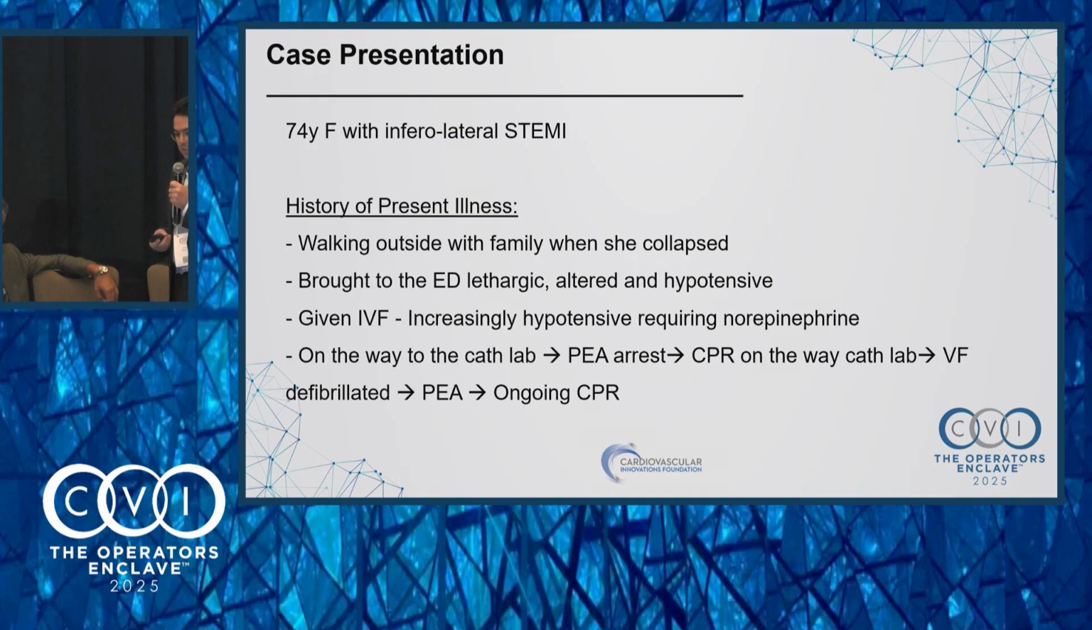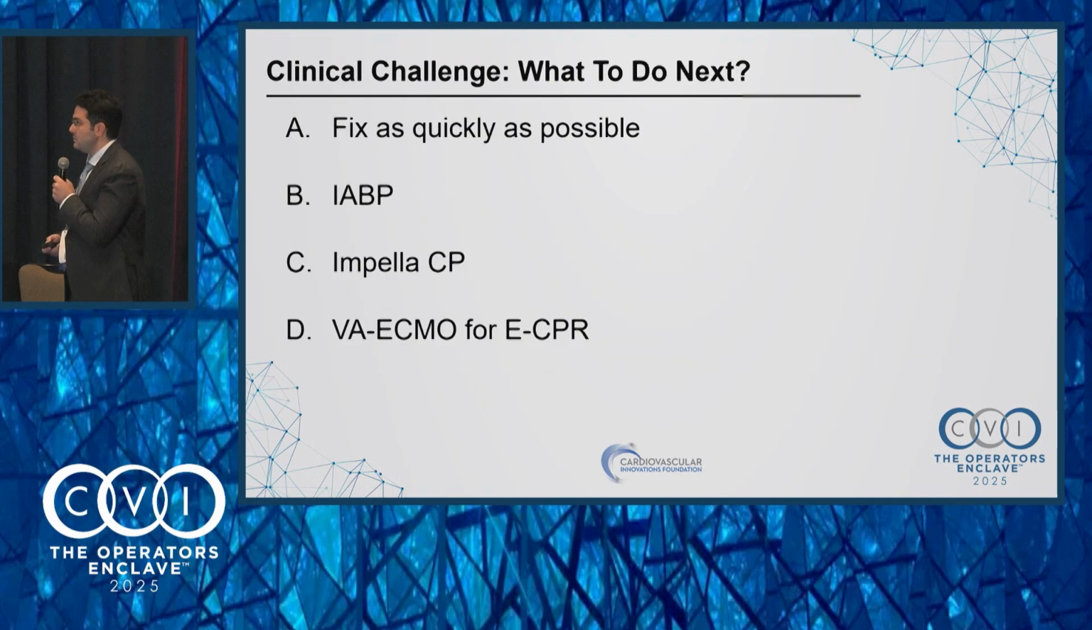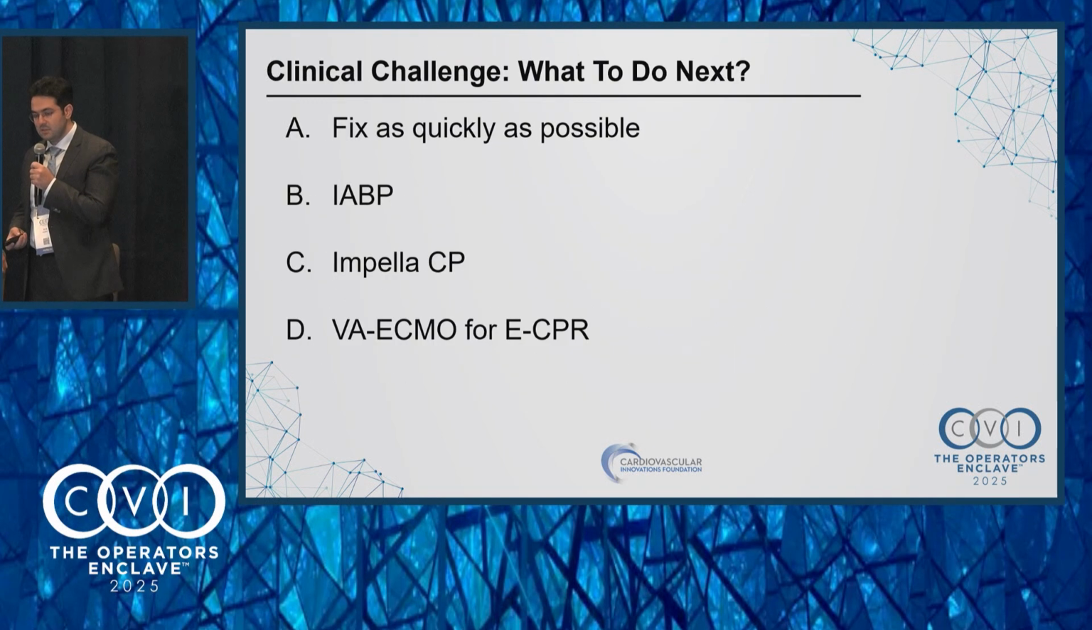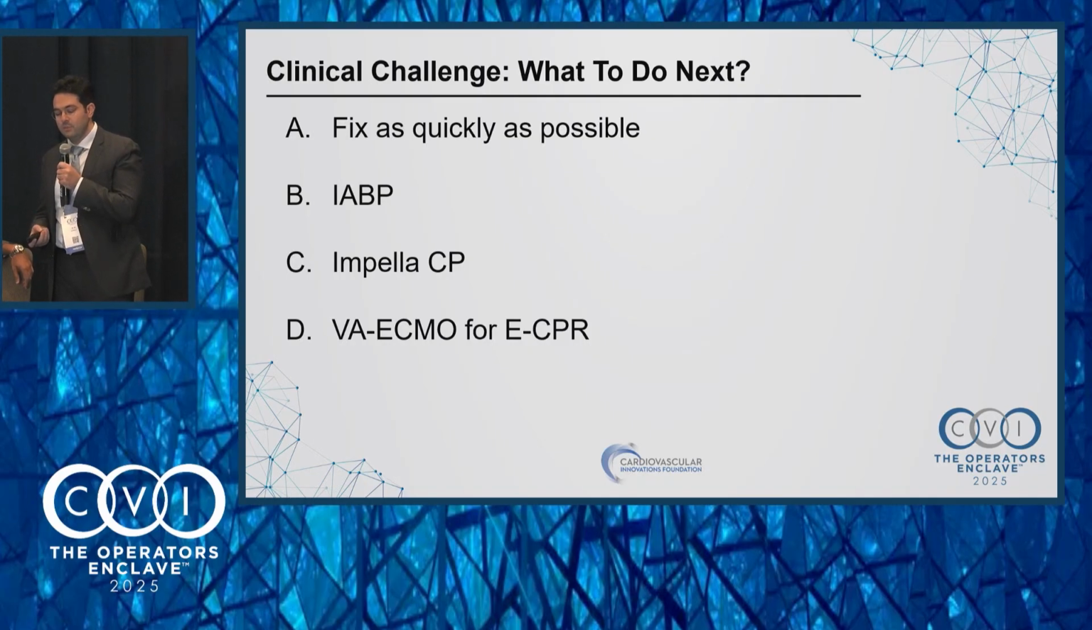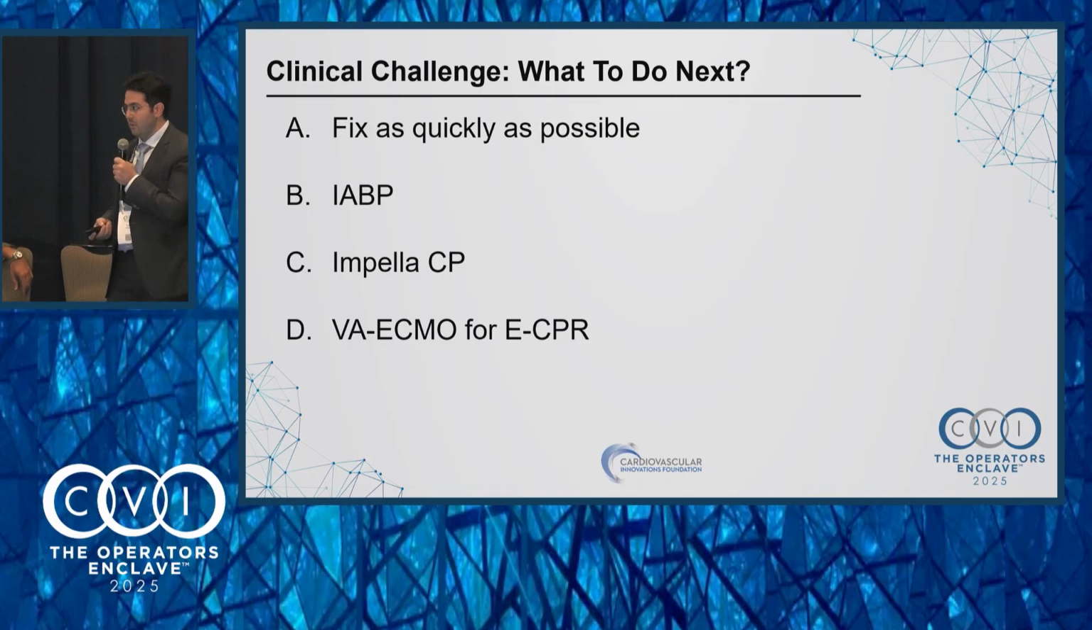And as she was being rolled into the cath lab, she went into PEA arrest and underwent chest compressions, then degenerated to VFib, shocked, PEA again, and when she showed up to the cath lab, there was ongoing chest compressions. So the first dilemma here is what to do next. Do we fix it as quickly as possible? Do we put a balloon pump? Do we put an Impella CP? Or if you want me to keep going, you'll choose D.